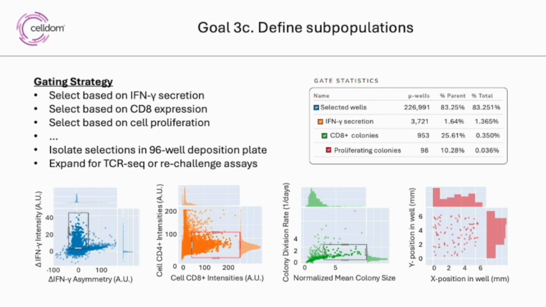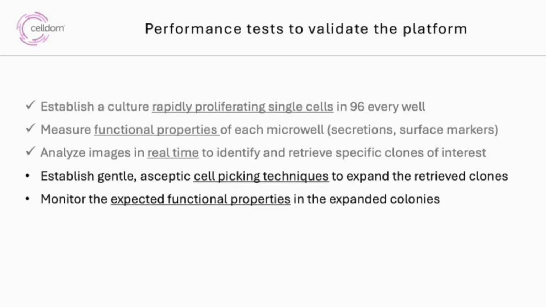population of interest. So in this experiment, for example, we are concerned with CD8 positive T cells that are secreting interferon gamma and are growing. So these 3 gates allow us to go from 226,991 microwells, which was the initial population for these 80 wells, down to a pickable number here of 98. All right, so having validated the ability to establish viable growth conditions, select cells based on desired functional properties, and isolate the clones of interest, the next logical question is whether we can expand these clones.